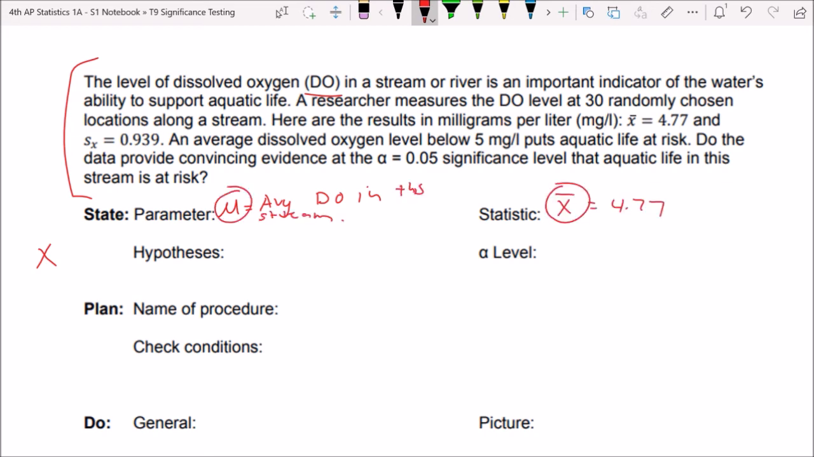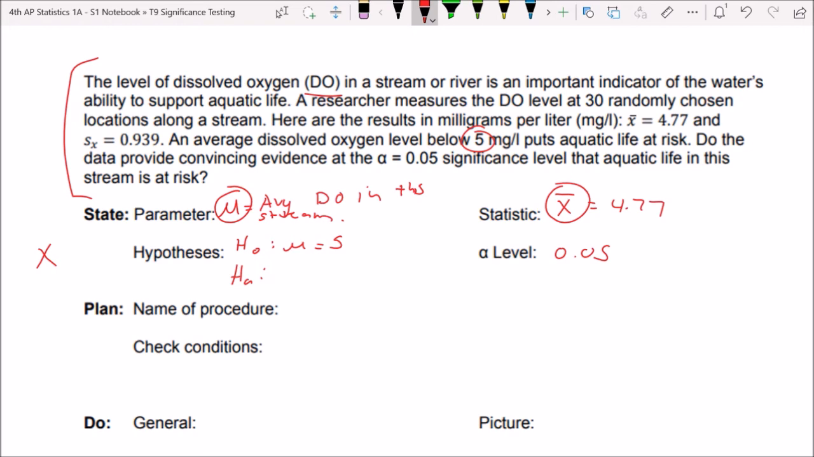They told us alpha was 0.05. In the hypotheses, we're going to need a null and an alternative hypothesis, so that mu equals 5, and they said, is it at risk? And that happens at 5, and it would be at risk if mu was less than 5. We're dealing with a mean, so our procedure is going to be a t-test.